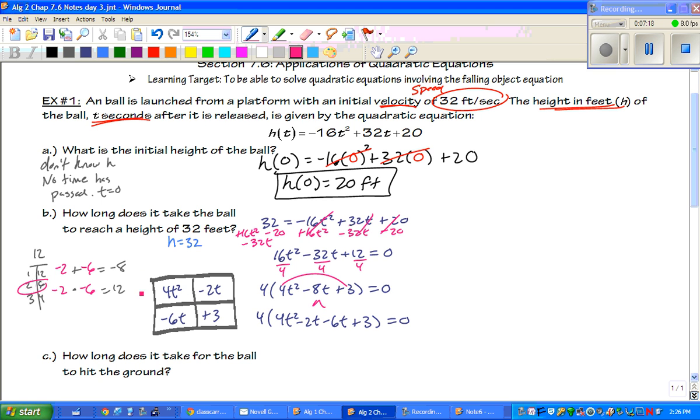Now the GCF of the top is 2t, of the bottom is negative 3. Of the left column, it's 2t, and over here, it's negative 1. So we get 2t minus 1, 2t minus 3 equals 0. And now we have to solve each one of those. So 2t minus 1 equals 0, and 2t minus 3 equals 0.